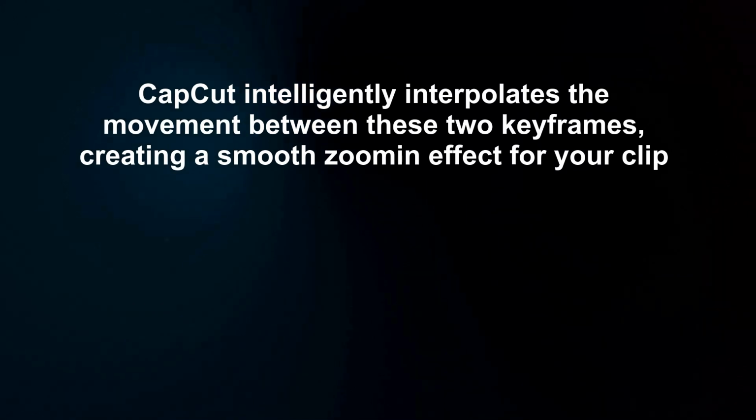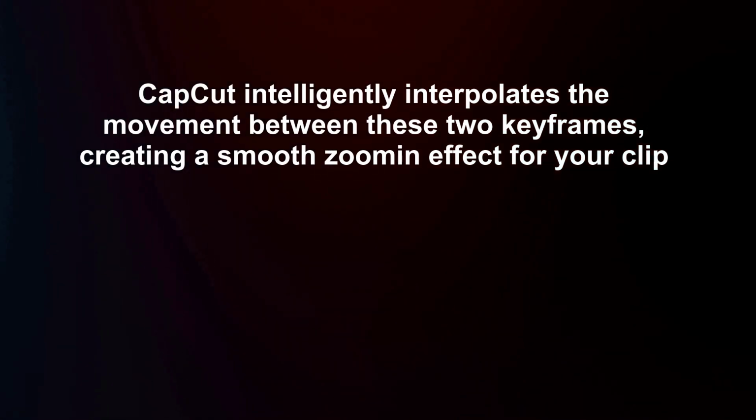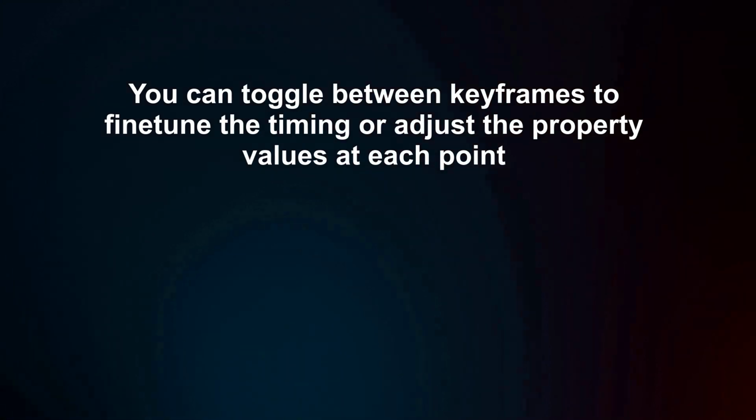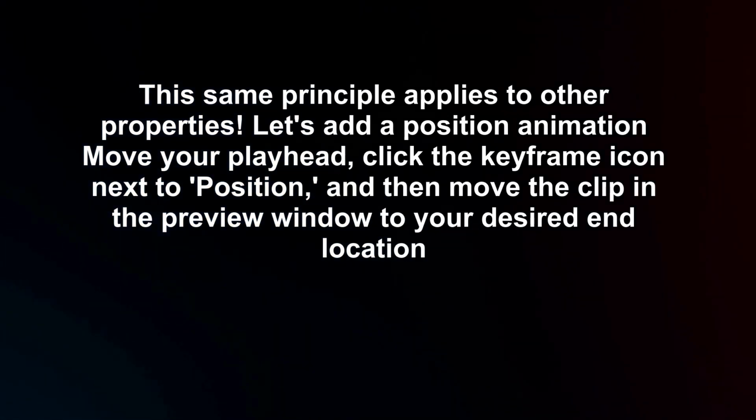CapCut intelligently interpolates the movement between these two keyframes, creating a smooth zoom-in effect for your clip. You can toggle between keyframes to fine-tune the timing or adjust the property values at each point. This same principle applies to other properties.